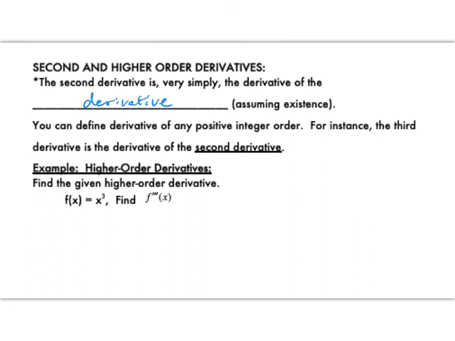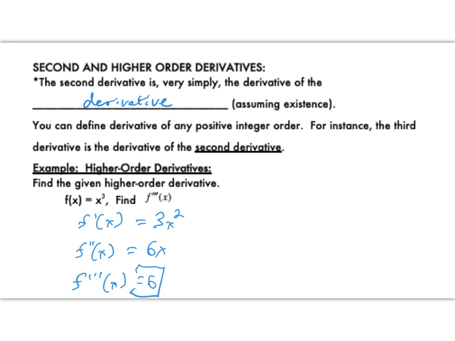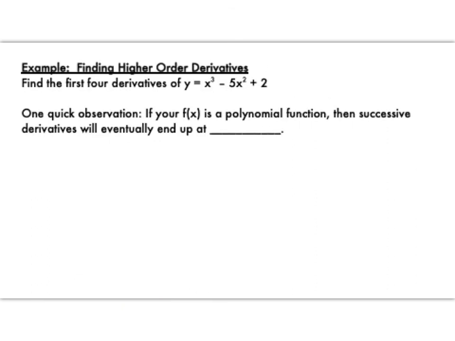So let's see if I can find the third derivative of x to the third power. Well, to get the third, you need the second, and to get the second, you need the first. So the first one is 3x squared. The second one, consequently, will be 6x, and therefore the third one, that works out to be just a constant 6. Okay, pretty easy to do.